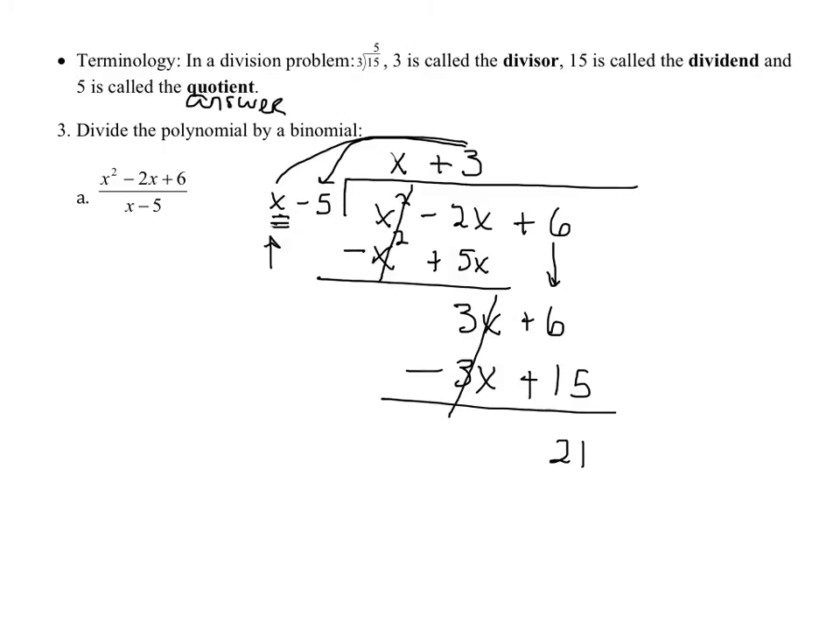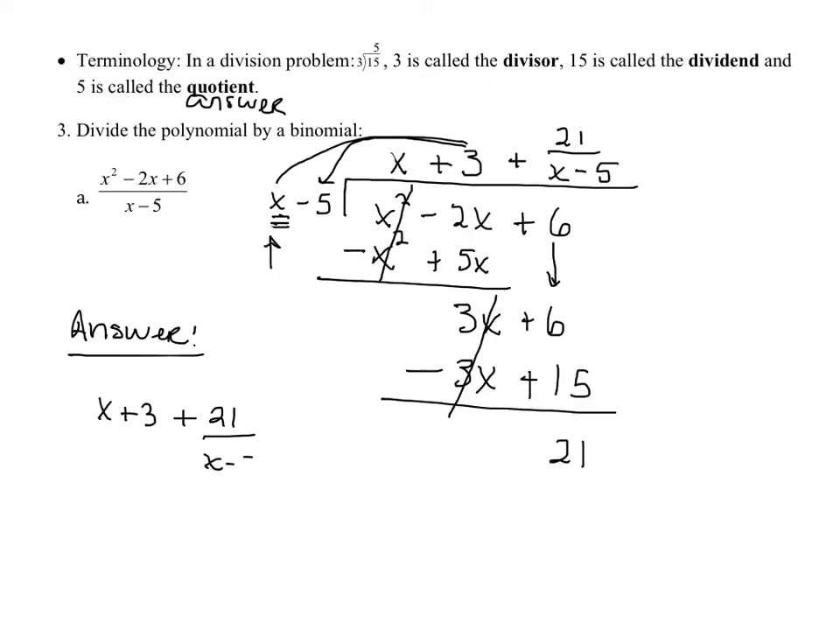That's my remainder. We are going to write remainders as fractions. How do we do that? So my remainder is 21 over the divisor of x take away 5. So what's my answer? Let's write the answer to this. The answer is x plus 3 plus 21 over the divisor of x minus 5. So I have a remainder that I write as a fraction. It's kind of like converting an improper fraction to a mixed number on a little different level.